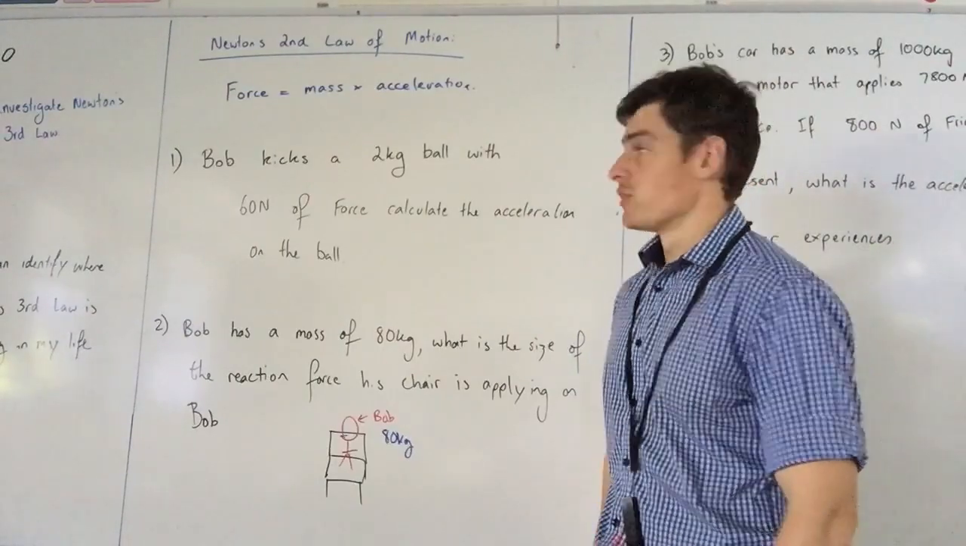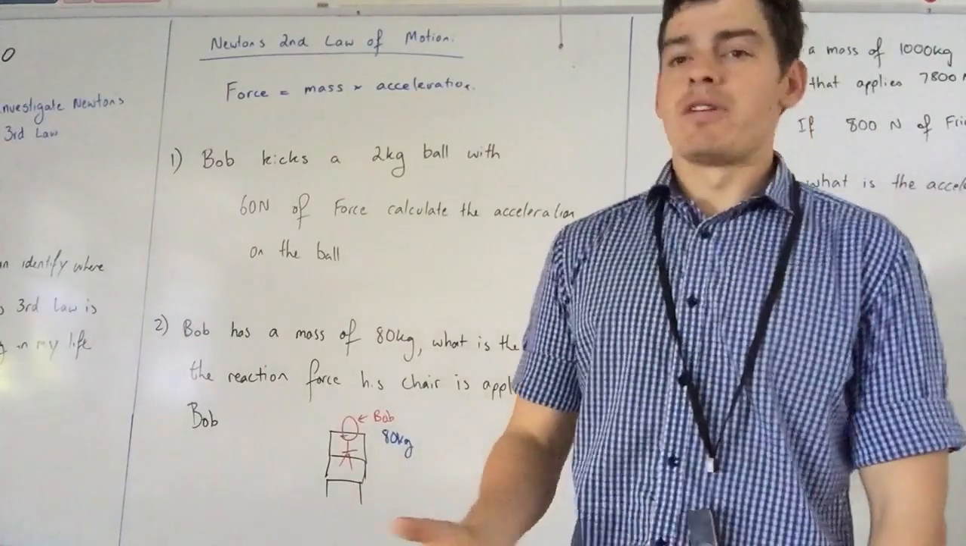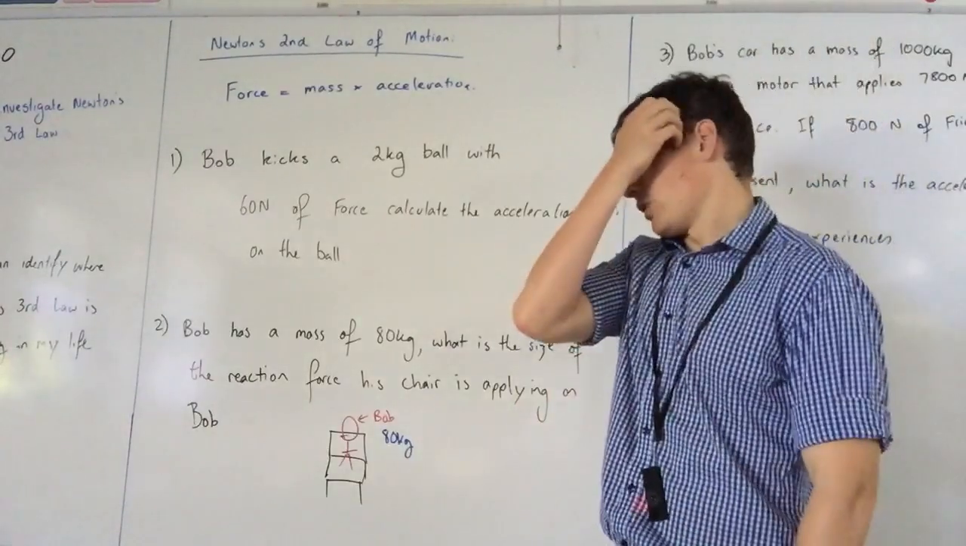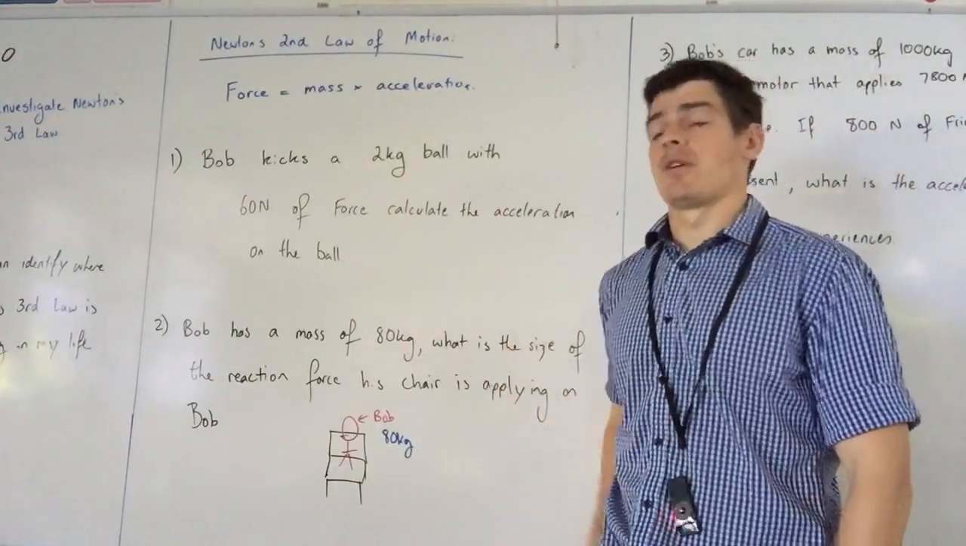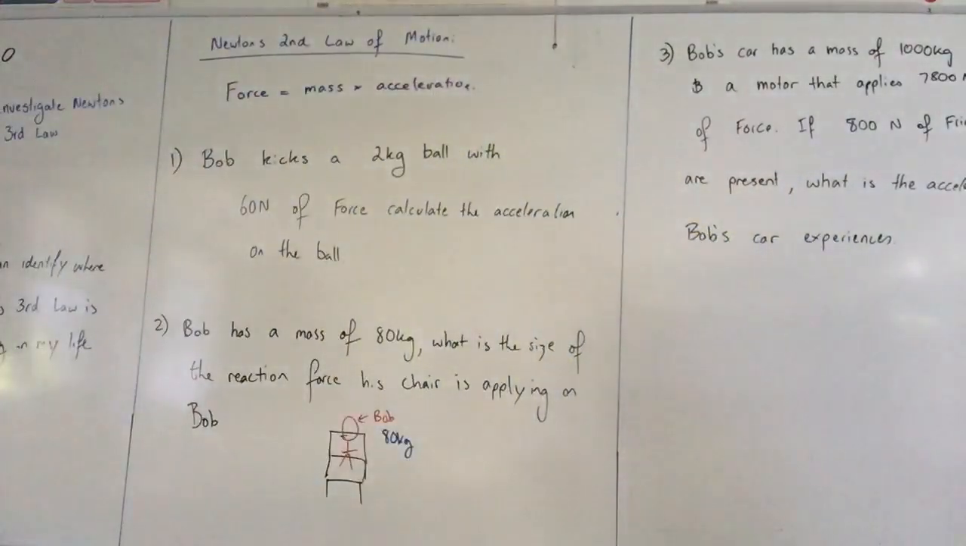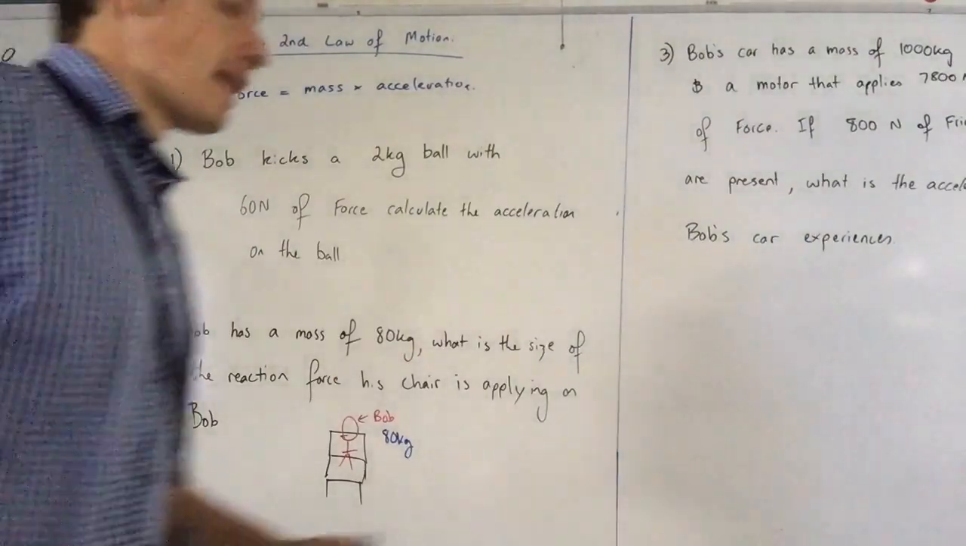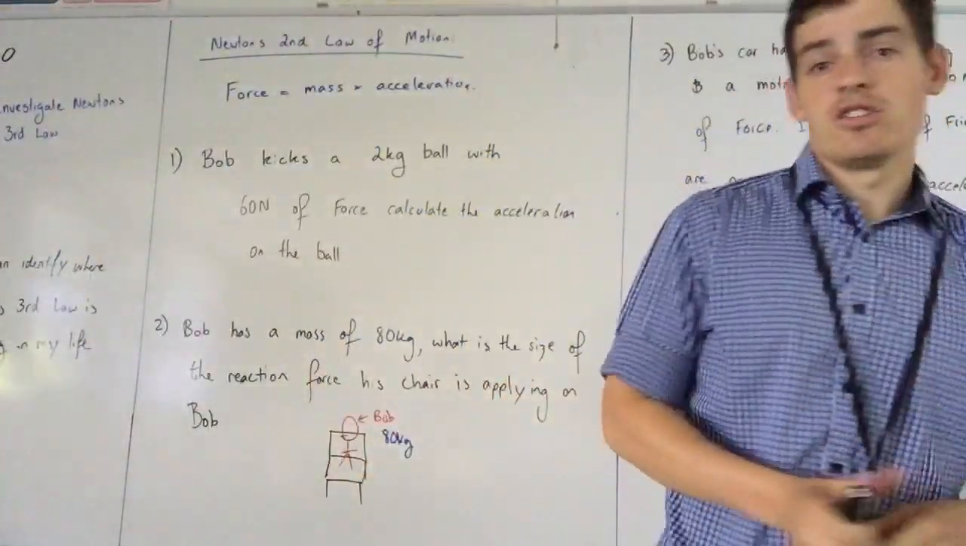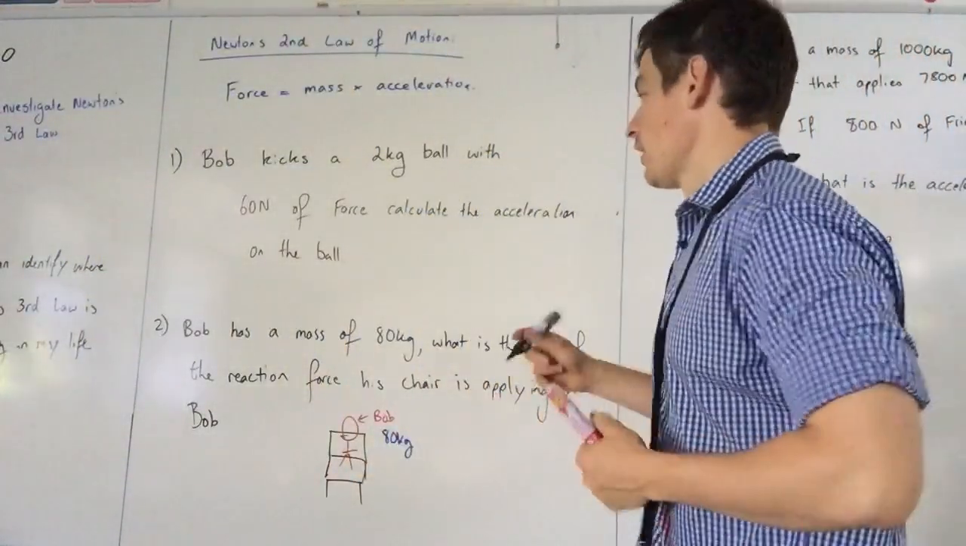It links very strongly to the first law, but my theory with this is it's probably easiest to go through a couple of examples of how we can use this law to our advantage and how we can show off how it's applicable in the real world. So for the first question, I like to use Bob. Bob kicks a 2 kilo ball. He's probably going to have a sore foot the next day, but he kicks it with 60 newtons. Calculate the acceleration of the ball.